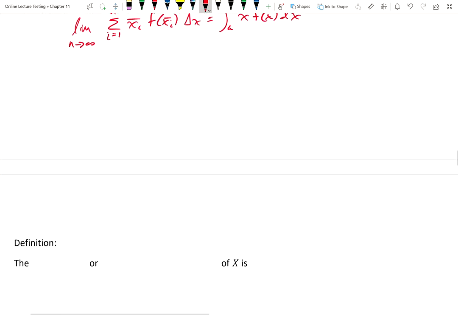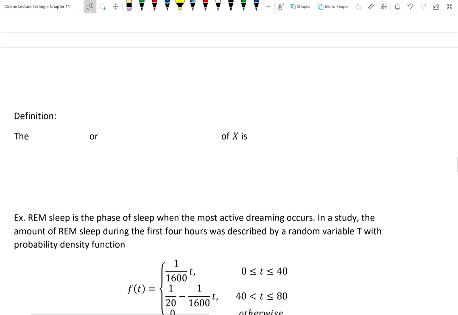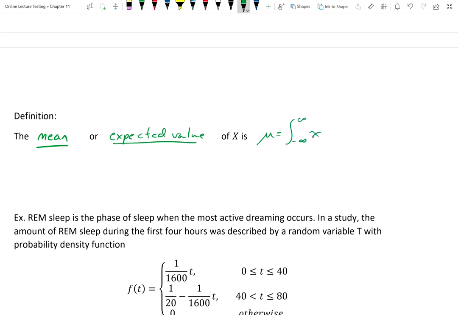Okay? So here is our definition. The mean or expected value of x is, and here we're going to give it a name, we're going to call it mu. So that's the Greek letter. It's the integral from negative infinity to infinity of x f of x dx. So this is also sometimes called the average value of x.